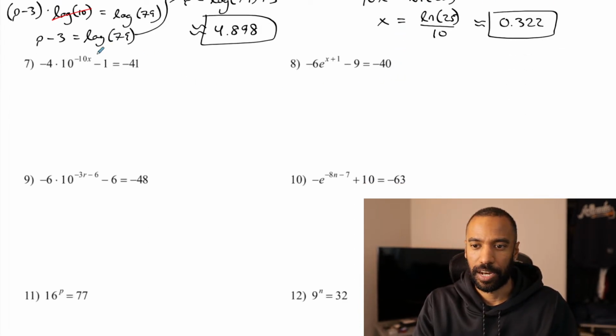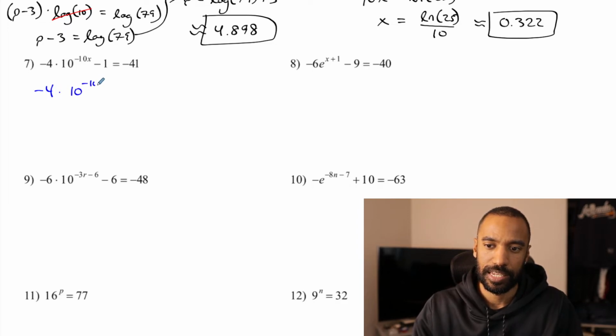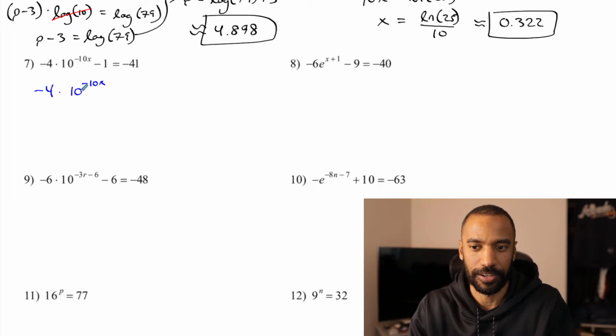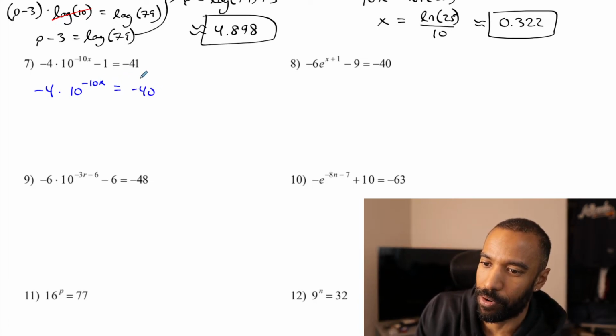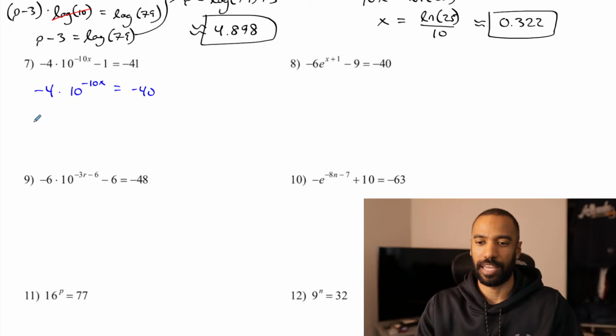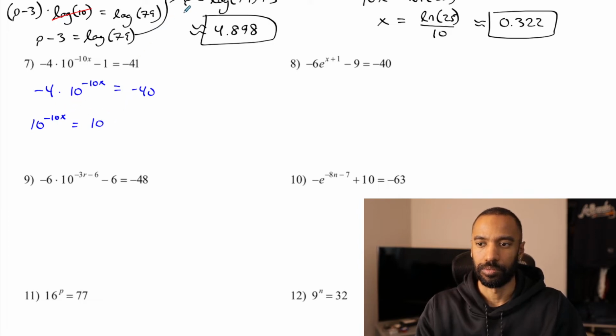All right, number 7, there's a negative 4 multiplied and a minus 1 here. So I'm going to add the 1 first. We get negative 4 times 10 to the negative. Please don't multiply those together. The order of operations, got to do this first. Equals negative 40 if you add 1. Then divide by negative 4, you get 10 to the negative 10x equals positive 10. Ooh, hold on. Move that.